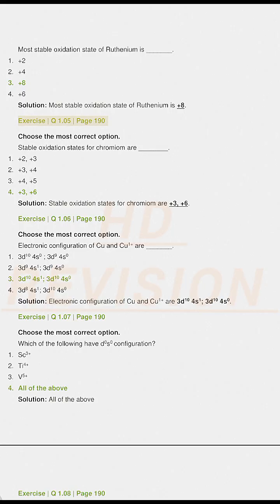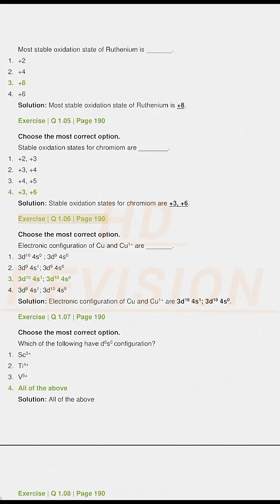Exercise Q 1.05, page 190. Choose the most correct option. Stable oxidation states for chromium are _ 1. +2, +3, 2. +3, +4, 3. +4, +5, 4. +3, +6. Solution. Stable oxidation states for chromium are +3, +6.